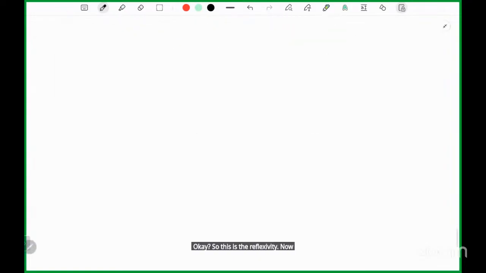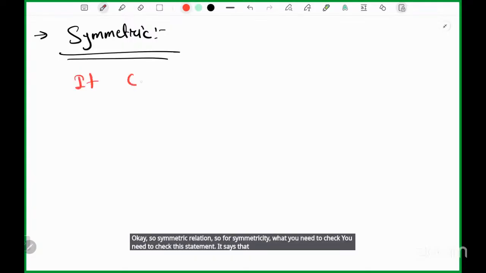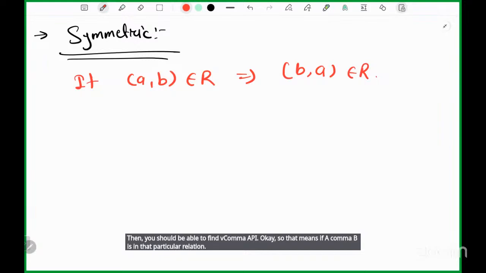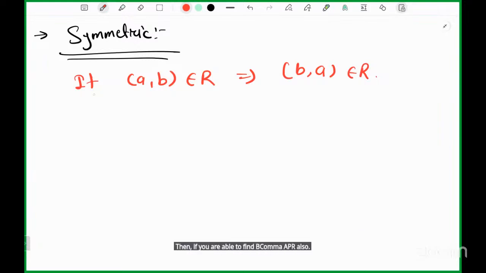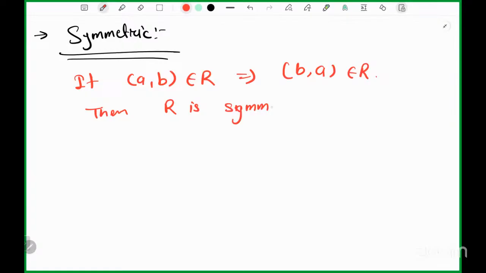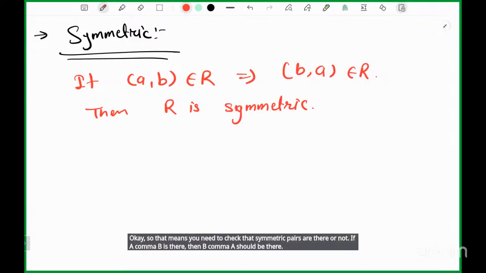Now the second thing is symmetricity. So for symmetricity, what you need to check? You need to check this statement. It says that if a comma b pair is there, then you should be able to find b comma a pair. So that means if a comma b is in that particular relation, and you are able to find b comma a pair also, then you can say that R is symmetric. So you need to check that symmetric pairs are there or not. If a comma b is there, then b comma a should be there, if you want to say that it is a symmetric relation.